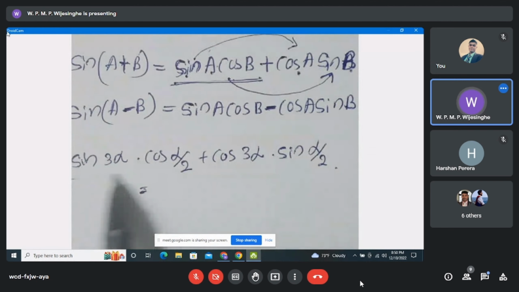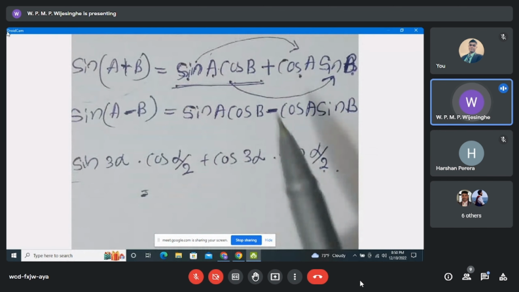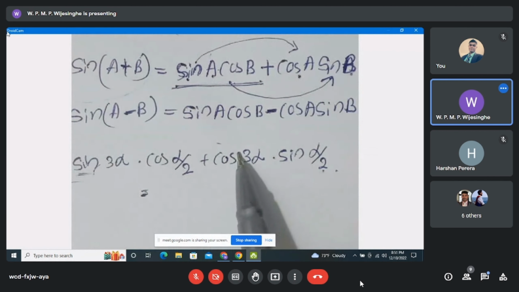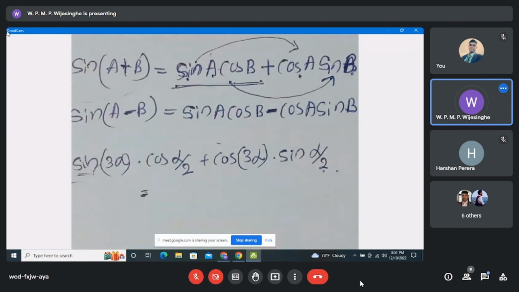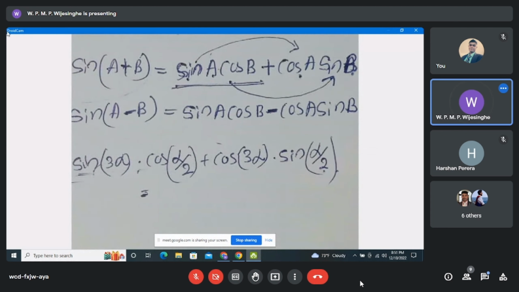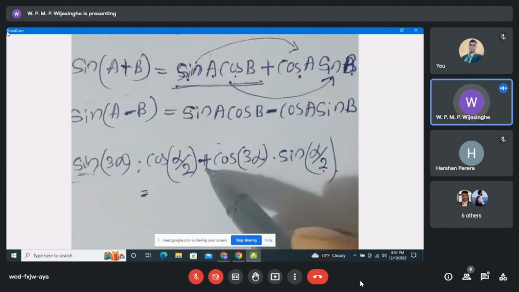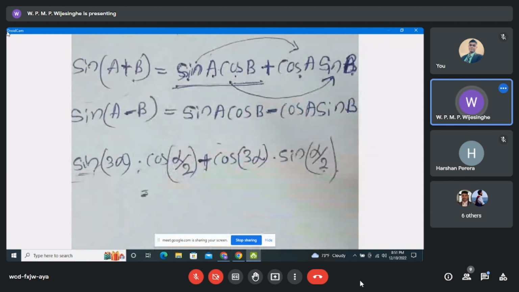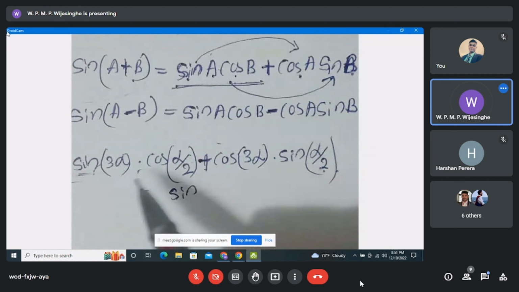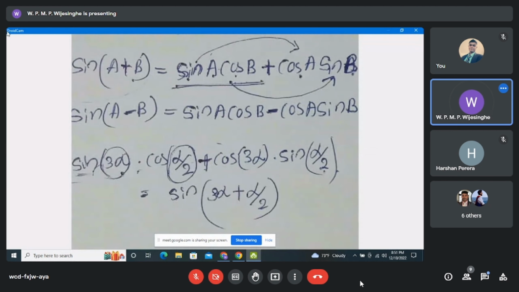I can write this extended term by using only sine angle. Here you can see that sin 3 alpha becomes cos 3 alpha, the same angle. Here cos alpha divided by 2 converts into sin alpha divided by 2. Then it means this is in this format, right? Here it is plus, so it is in this format. So I can write sin, first angle is 3 alpha plus second angle is alpha divided by 2, right?